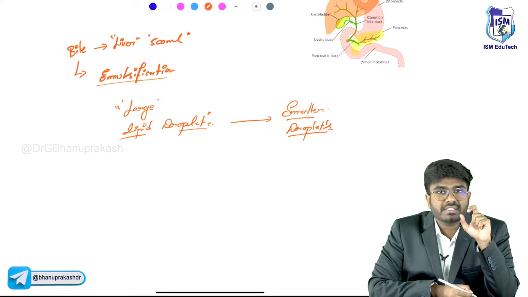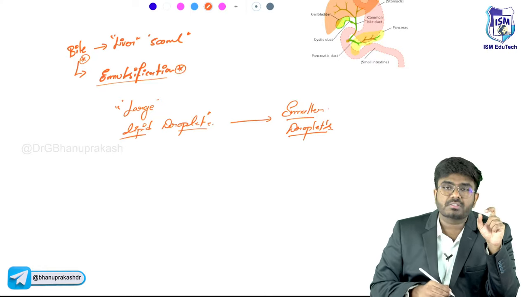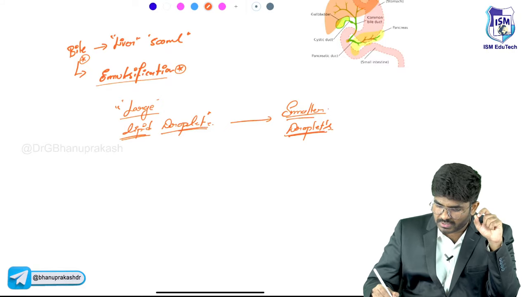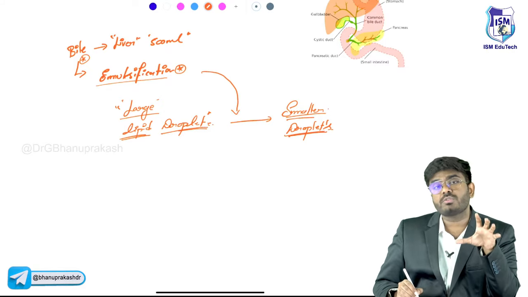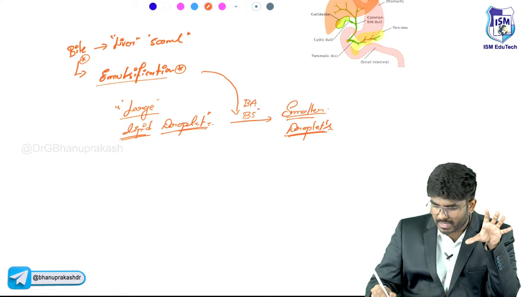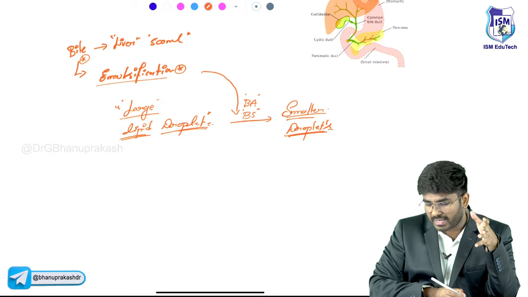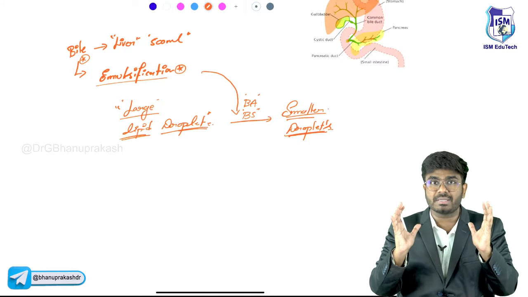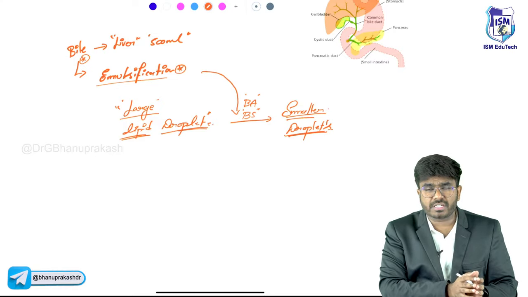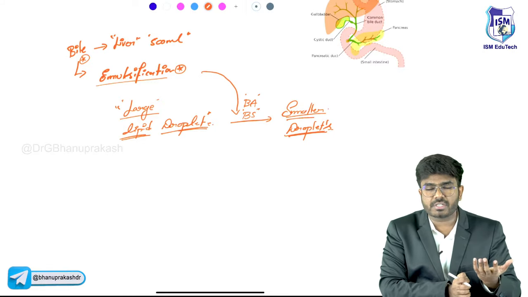So, who does the emulsification? The bile does the emulsification. Emulsification is the conversion of large lipid droplets into smaller droplets. The bile acids and bile salts present in the bile help in this conversion, and this process is called emulsification. After emulsification, lipases are going to digest the fats.